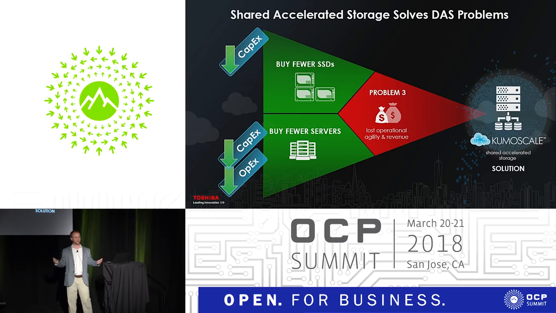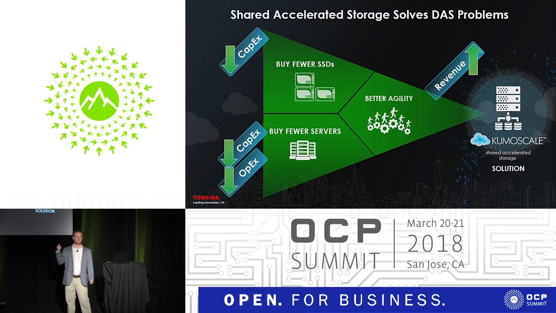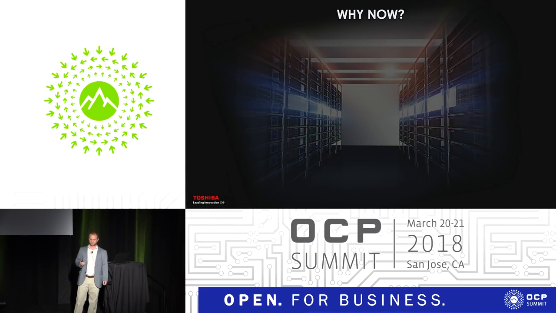So we want to make them more valuable to our customers by helping them use them more efficiently. You can buy fewer servers. That's going to bring down your CapEx and, of course, your OpEx, because those things burn power, cooling, et cetera. And then now you can give your IT department the ability to give better agility to the various business units in the organization, and that's going to drive up revenue.